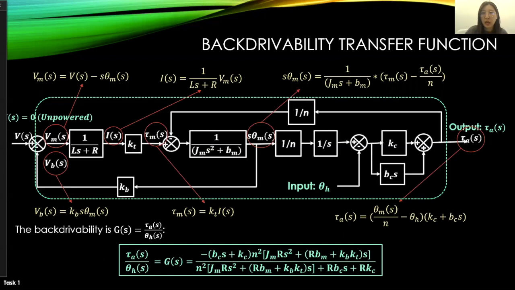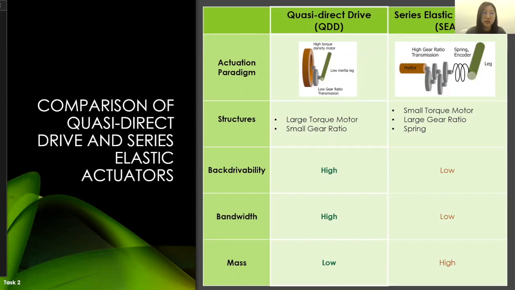And now I want to compare the difference between the quasi-direct drive and series elastic actuator. For us, as we're developing the hip exoskeleton model, we want to save as much metabolic energy for the user as possible, and also we want to provide as much torque as possible for the structure of the drive.